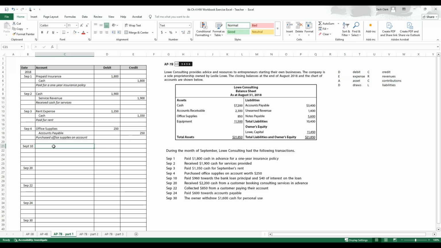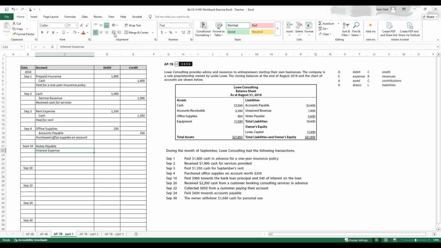So let's do the liability decreasing first. So remember, liability increases with the credit, so we know it decreases with the debit. So we'll say notes payable, and then we have interest expense.